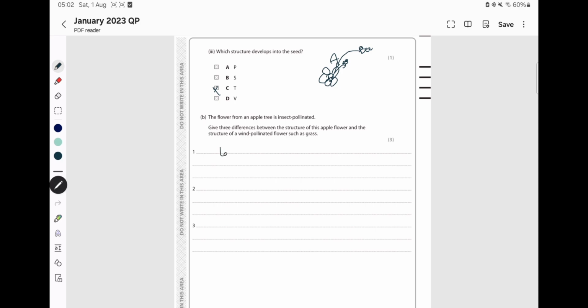So I'm gonna go ahead and say large petals, bright colored petals, and I'm gonna go with nectary.